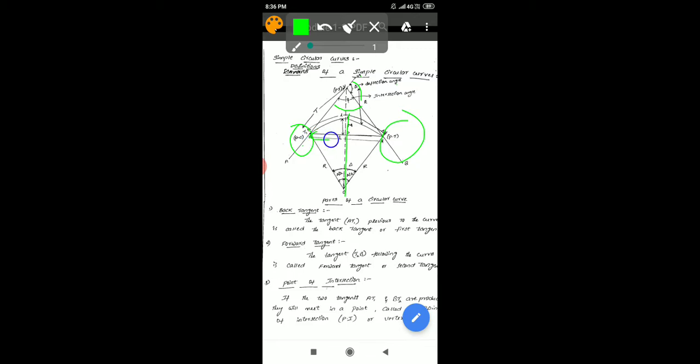The total distance is L, and half of it is L by 2 and L by 2. Then it makes an angle, that is delta. So this is the total, delta, and half of it is delta by 2. Okay, we will now discuss the definitions, starting with the back tangent.